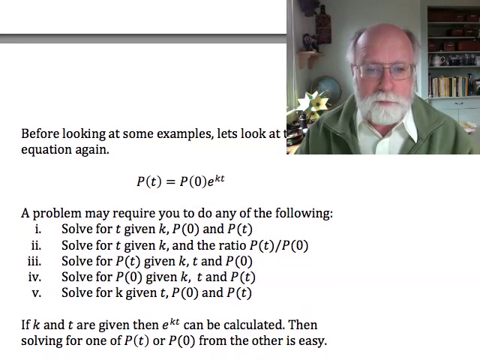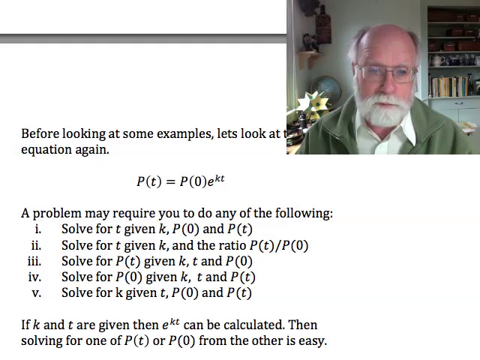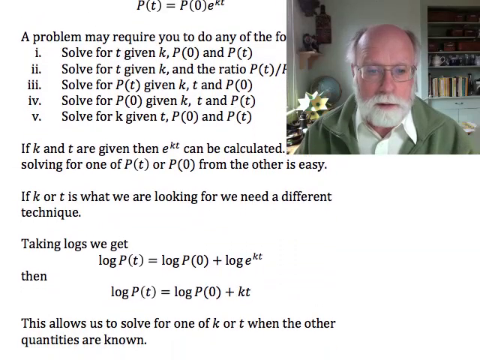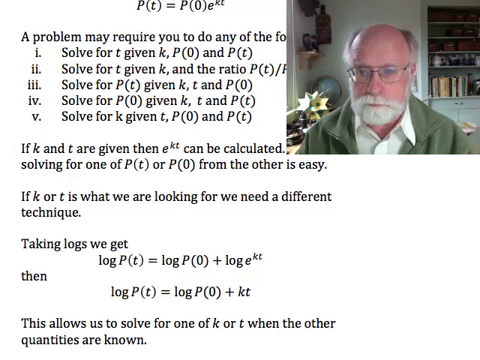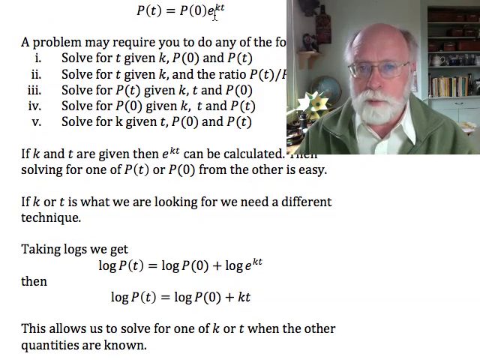If we actually are given k and t, we can calculate e to the kt with a calculator and get a number, and that just directly relates p of t and p of 0, so that's not a problem. If we're actually looking for k or t, they are in the exponent of the equation. Let me just bring that down. They're in the exponent of the equation, and so to get at them, we need to take logarithms.